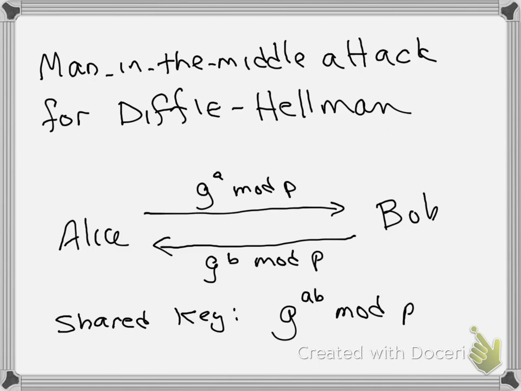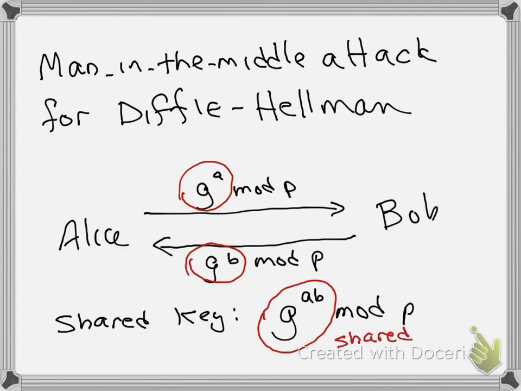So Alice calculates g to the a mod p, sends it to Bob. Bob calculates g to the b mod p, sends it to Alice. And then they're both able to calculate g to the ab mod p, and that is their shared key that they will use, for example, using one of the symmetric key ciphers.